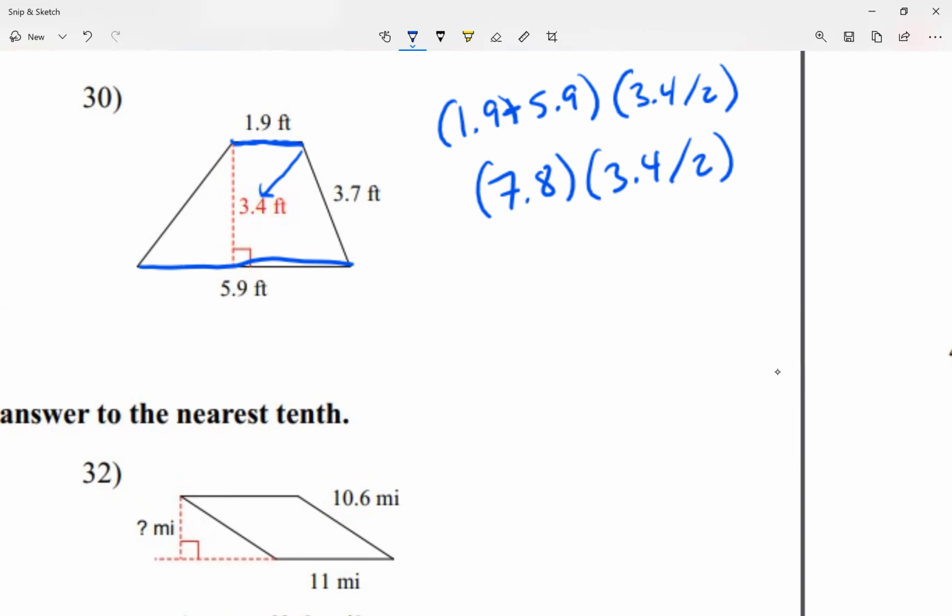All of this is 13.26. Again, it doesn't say to round, so 13.26. If it said rounded to the nearest tenth, 13.3.